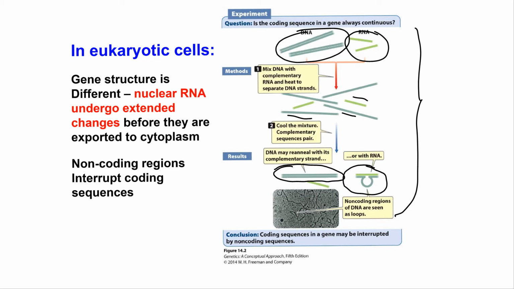However, you will see these so-called bubbles, where sequences, so-called non-coding regions, form loops. If you do the same experiment in bacteria, you will see DNA and RNA align equally. So this was the first suggestion that non-coding regions interrupt coding sequences within eukaryotic genes.